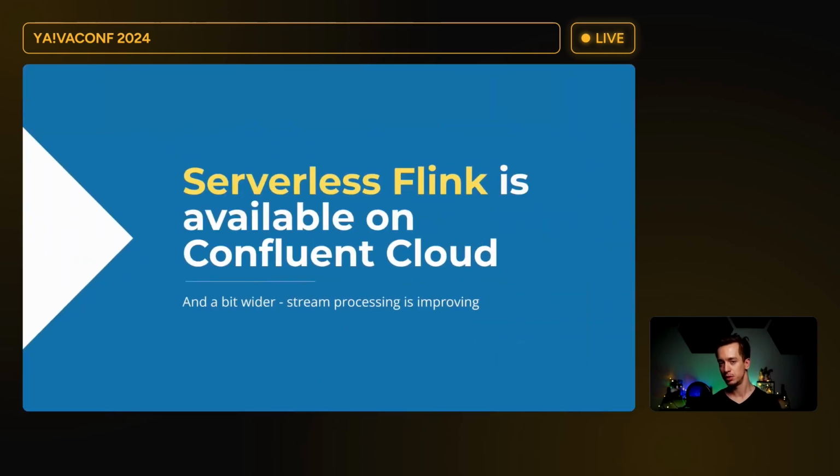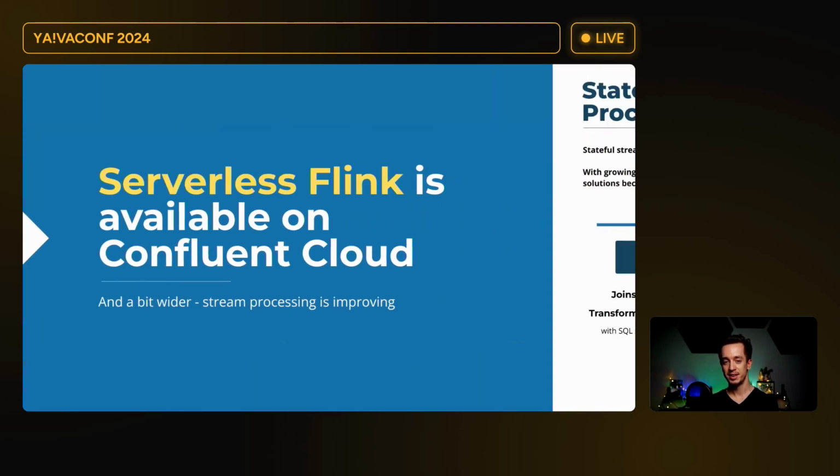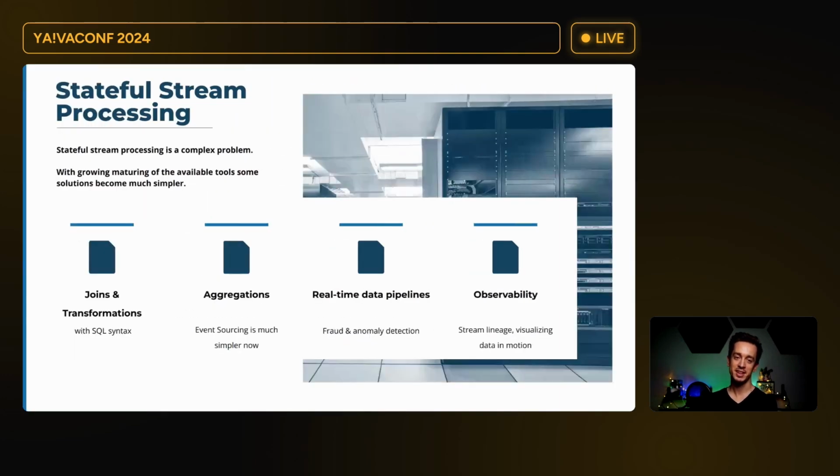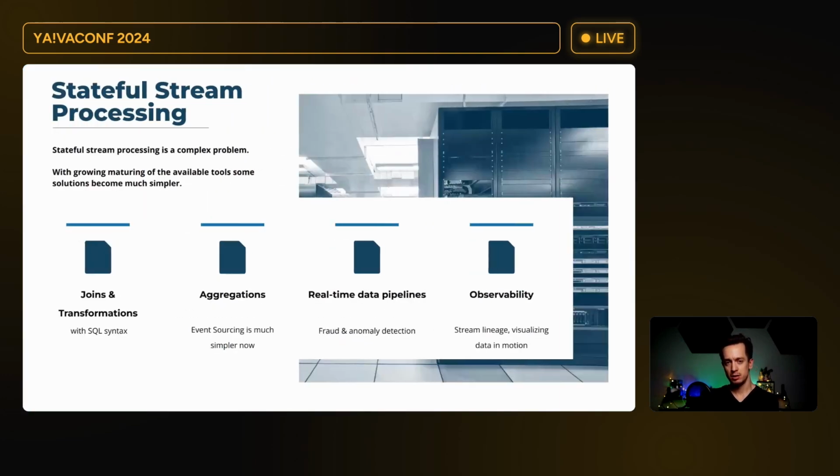One of the symptoms of the development is the fact that serverless Flink is available on Confluent Cloud, I think since last year. But while it's great news for users of Confluent Cloud, I see this more as a symptom that the stream processing world is growing. The ecosystem is maturing. The good previous solutions are getting more mature, more production ready, and easy to use. And also a lot of new solutions are coming onto the stage and trying to get some value out of this world. And the most important functions that you can achieve by using stream processing are, first of all, joins and transformations.